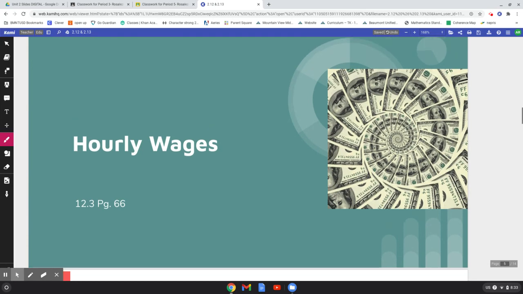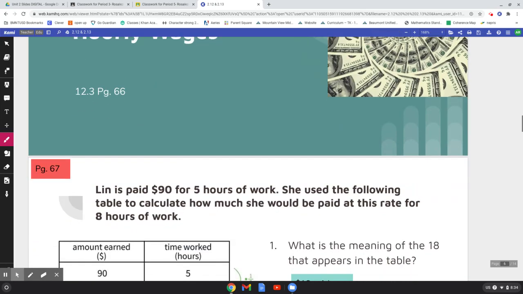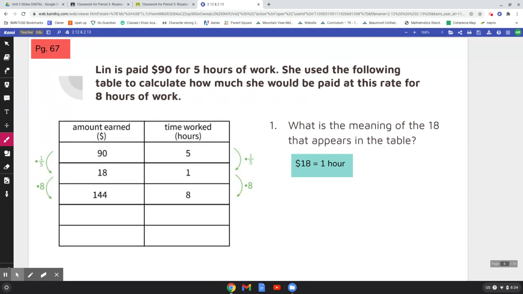So we're skipping to section 3, and it starts on page 66. Where you're writing, though, is going to be page 67, but I think the table is on page 66. Lynn is paid $90 for 5 hours of work. She used the following table to calculate how much she makes in 8 hours. So we want to know what she makes in 8 hours.